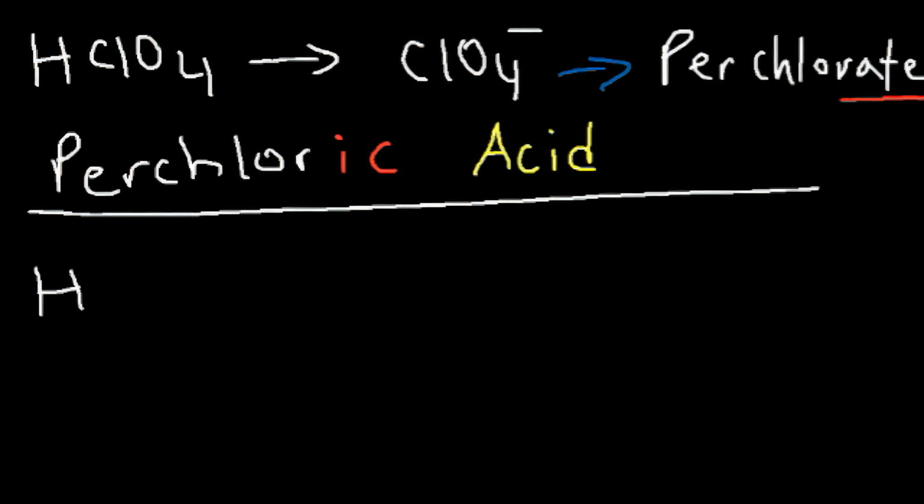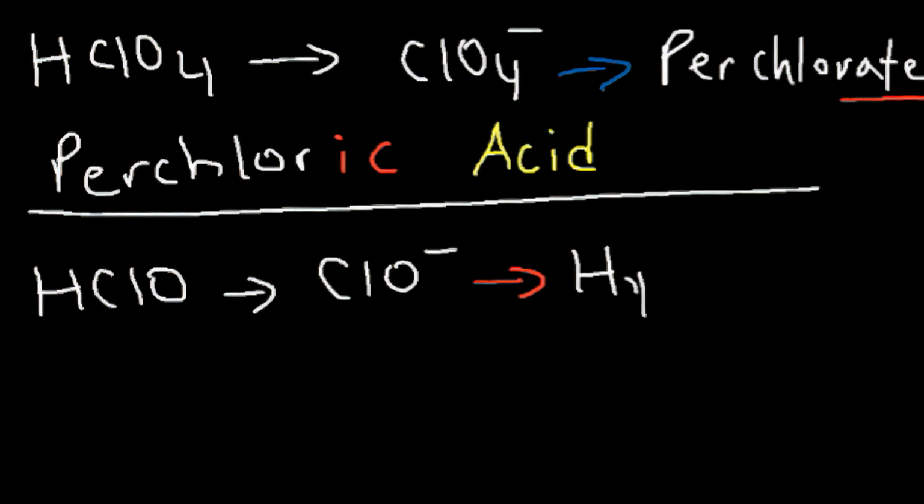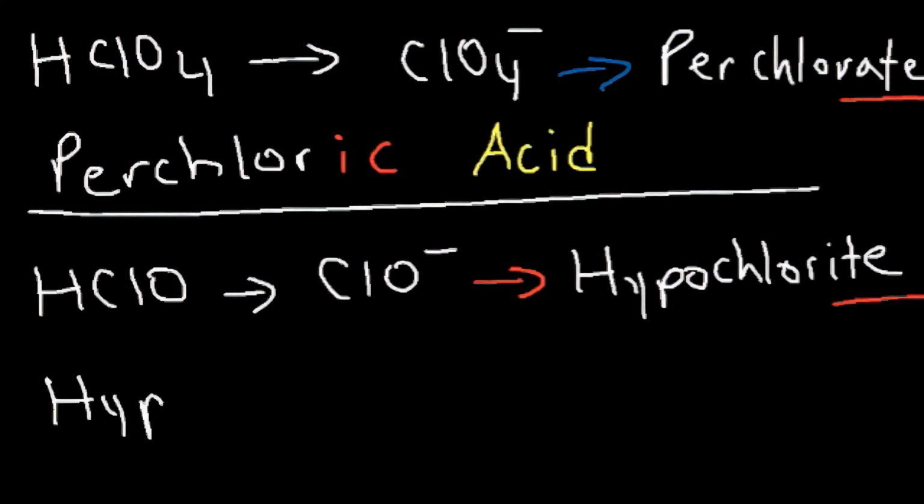Now what about HClO? What's the name for this acid? So ClO minus is the polyatomic ion hypochlorite. So let's replace "ite" with "ous." So to name the acid, it's simply going to be hypochlorous acid.